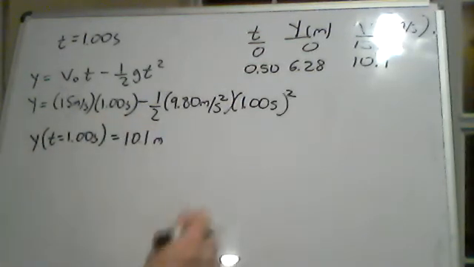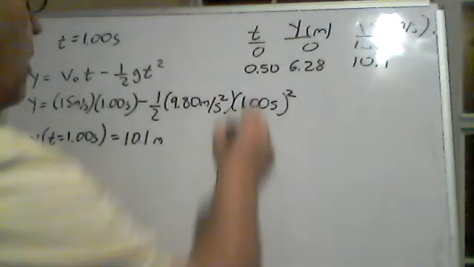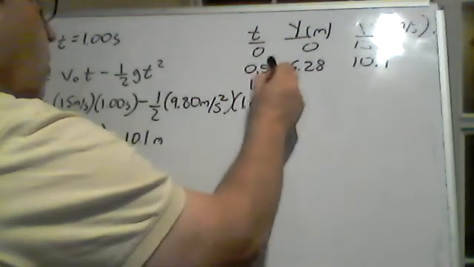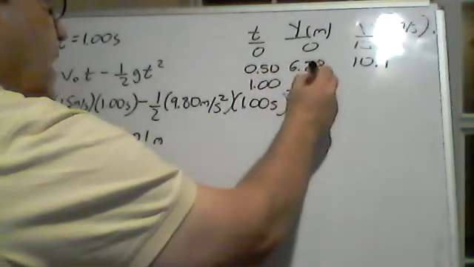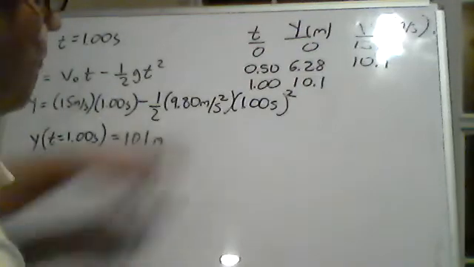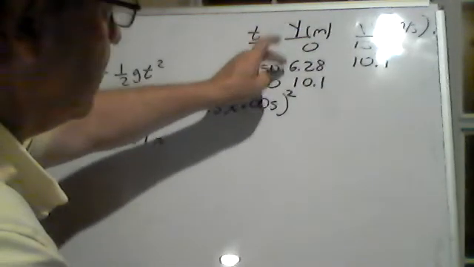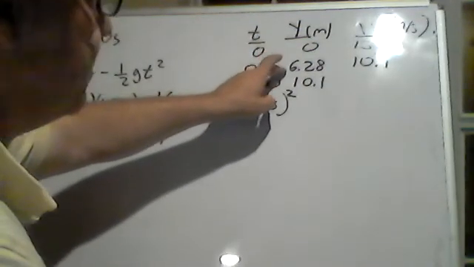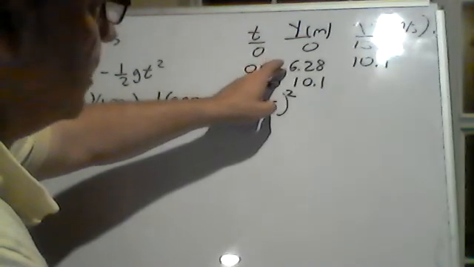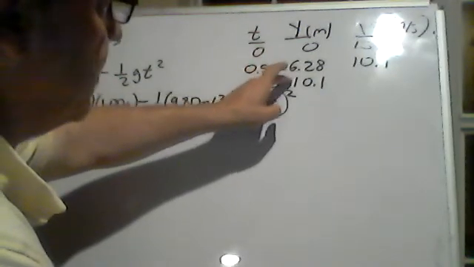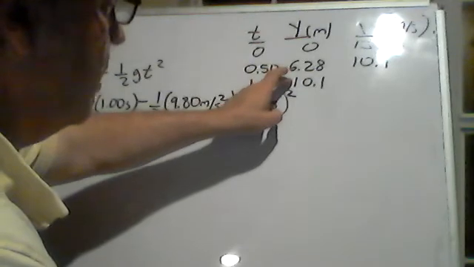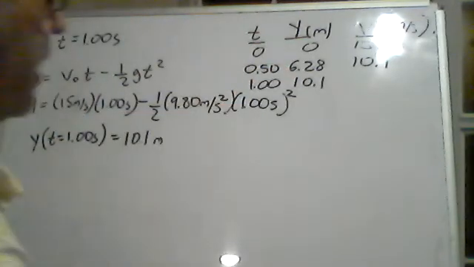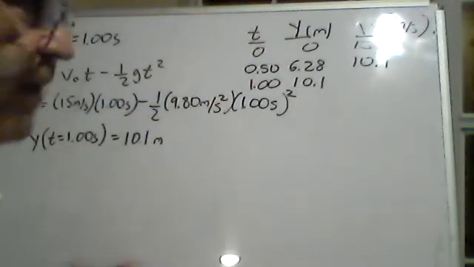So I started at 0, and at 1 second I have now gone to 10.1. I went from 0 to 6.28, basically a difference of 6, and 6.2 to 10.1, a difference of around 4, in the second half second. So again, I'm not climbing as fast.